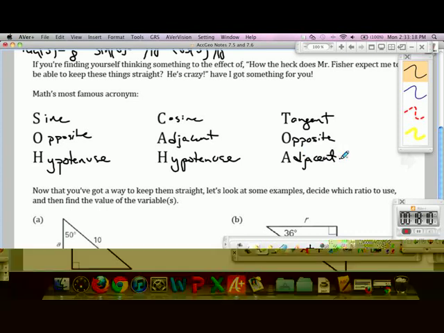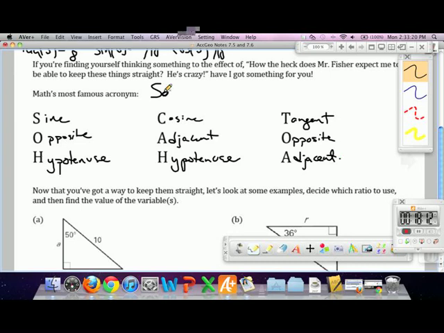SOHCAHTOA. Generally written just in a row. Probably one of our most famous acronyms. It helps you remember what sine, cosine, and tangent are. It's not a bad idea to memorize this, however you want to do it. But it's just a tool to help you keep these three things straight. So if we're in a right triangle, you can use SOHCAHTOA to help you figure out what these sines and cosines are.